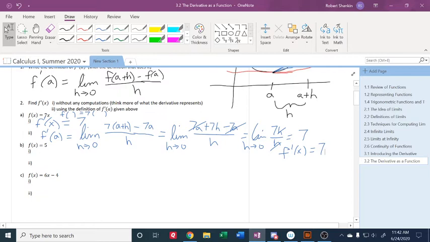Part B. F of x is 5. Without any computations, think of what f prime of x is going to be. And then do the computation like we did over here for either f prime of x or f prime of a, either one.